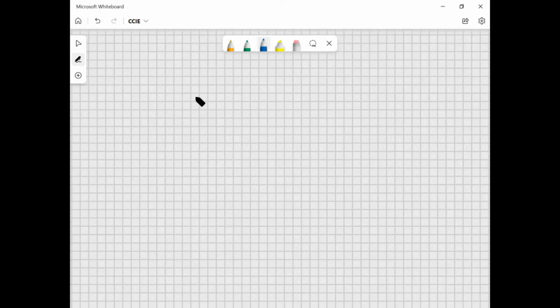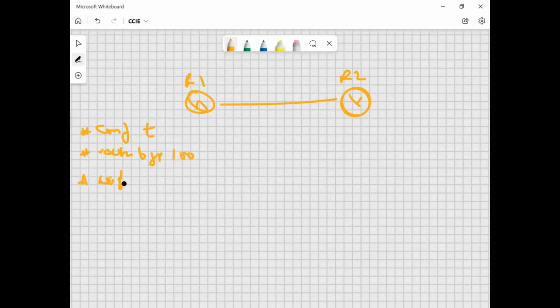So one thing, this is R1, this is R2. I told you that for BGP, at least the very simple commands which you need to run: you need to go into the BGP process. In our case, let us say it is 100, and you need to put the neighbor command. Neighbor, whatever IP, remote AS, and then whatever the remote AS is. Maybe in our case, it is 100.